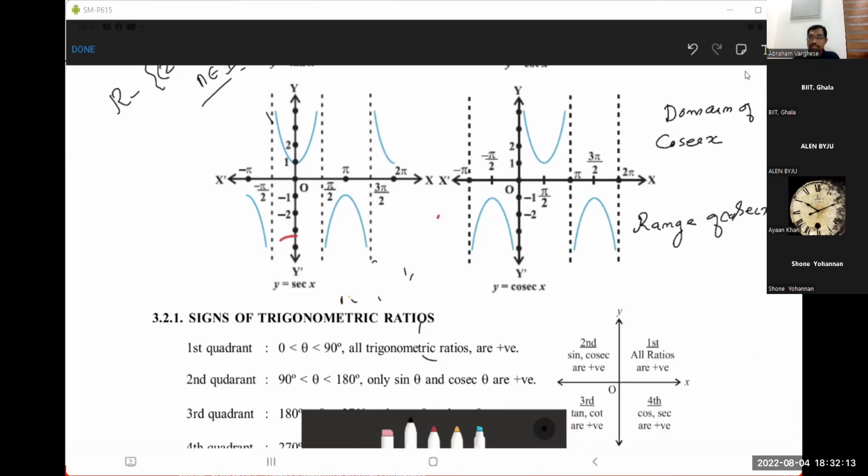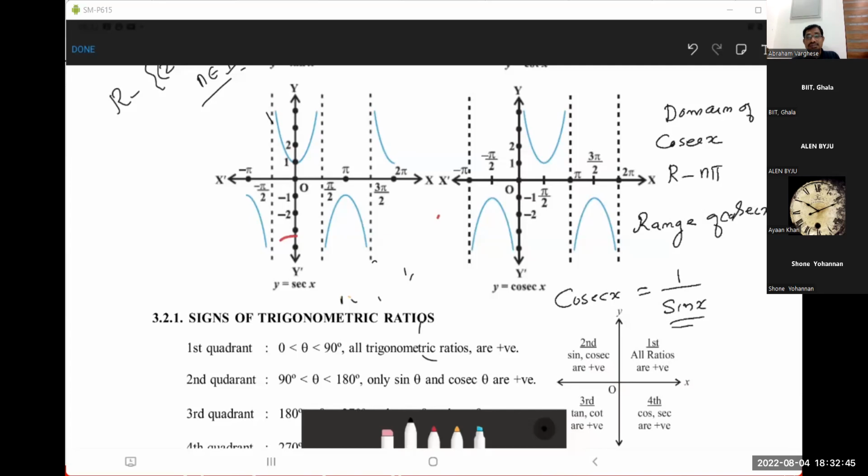So the domain of cosecant x, how can you write? Cosecant x will be equal to 1 over sin x. Therefore, cosecant x will not be defined where sin x will be equal to 0, because it is 1 by sin x. So when sin x is 0, it is n pi. Therefore, what about the domain of cosecant x? All real numbers minus n pi.